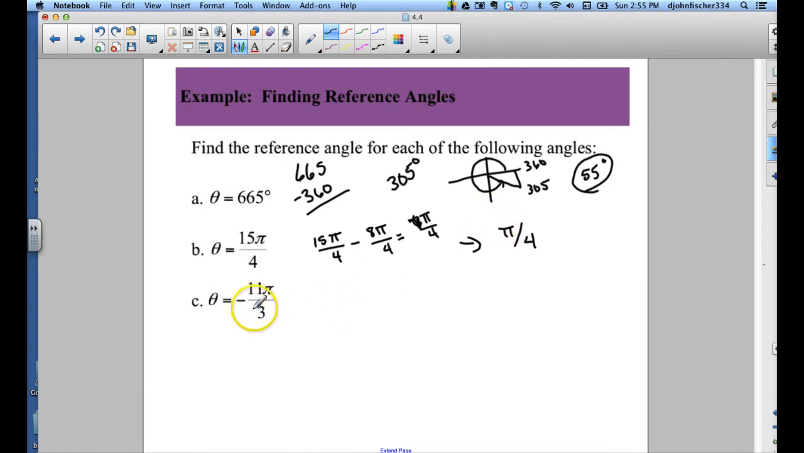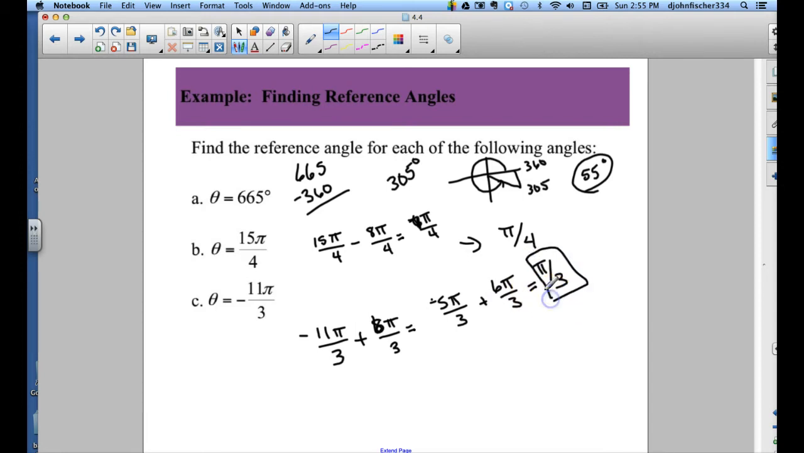So then over here we got negative 11 pi over 3. Now we have to add 6 pi over 3. That's 2 pi, and we're going to get negative 5 pi over 3. And that's still negative, so we're going to add another 6 pi over 3. And we're going to get pi over 3. So my reference angle, since that's in the first quadrant, that's automatically my reference angle. So my reference angle there is pi over 3.